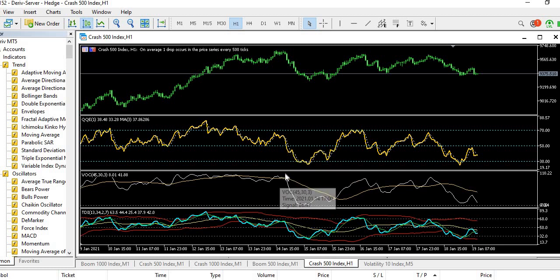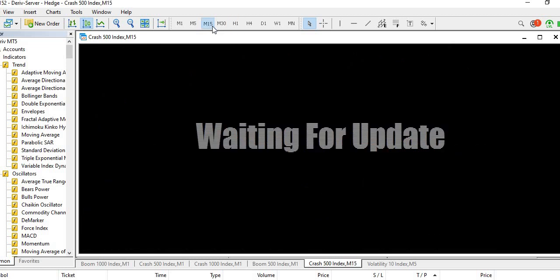So if this crossover is happening at the top level and immediately you check your Bollinger Band at the bottom, which is the TDI, and it is retesting the market baseline, then that is a very sweet point for you. Okay, now this is H1. Let's go to M15.